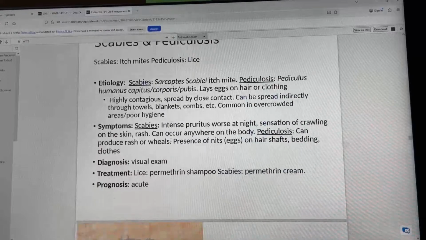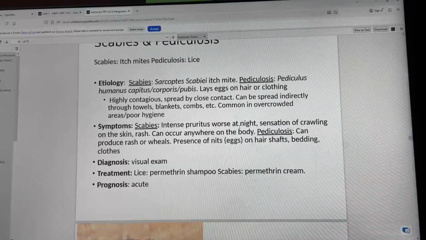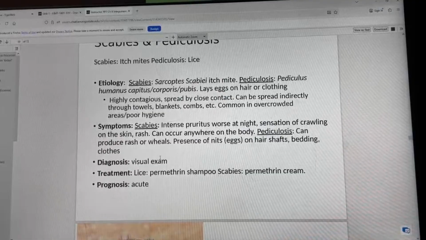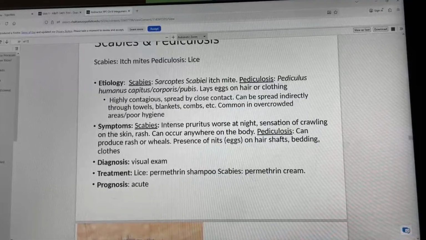Symptoms, like I said, scabies, super itching. It tends to be worse at night. For some reason, the itch mites are a lot more active at night. They do a lot of their burrowing at night, so it makes it very difficult to sleep. You'll feel that sensation of crawling under your skin, which is very unpleasant. Lice, the pediculosis, you'll see the nits, which is what they call the eggs, on the hair shafts. You can even maybe see them in the bedding as well.